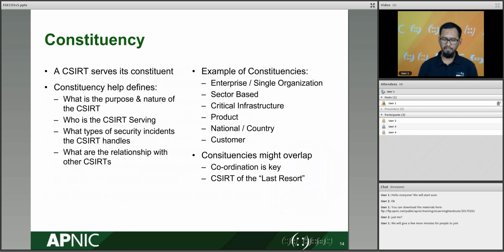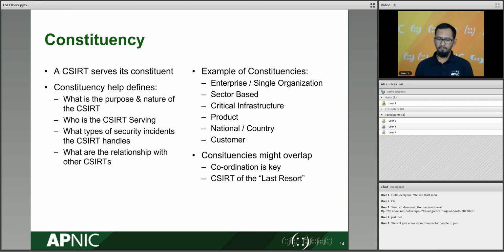Now, what is a constituency? Basically, a CSIRT serves a constituency. So there are stakeholders, and the stakeholders sometimes define the purpose or nature of the CSIRT: who the CSIRT is serving, what security incidents they handle, what they can do about a particular security incident, what they can't do, the relationship with other CSIRTs, and so on and so forth.